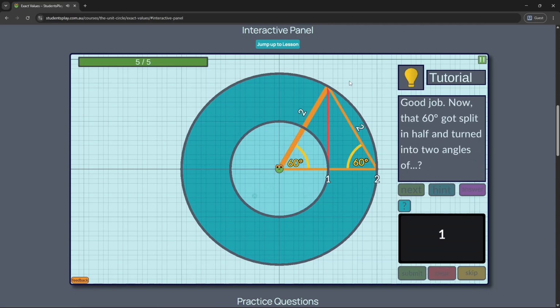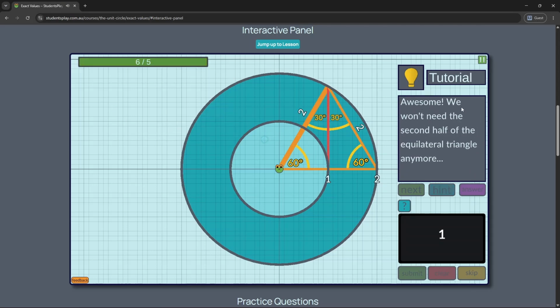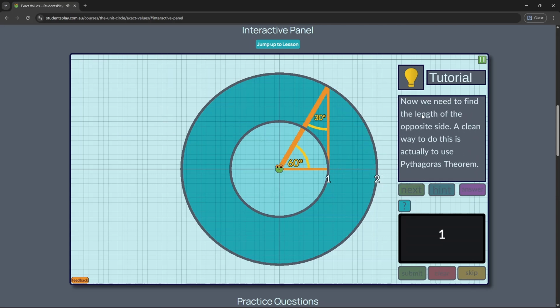Good job. Now that 60 degrees got split in half and turned into 2 angles, half of 60 is 30. Awesome. We won't need the second half of the equilateral triangle anymore, so we'll get rid of that. Now we need to find the length of the opposite side.